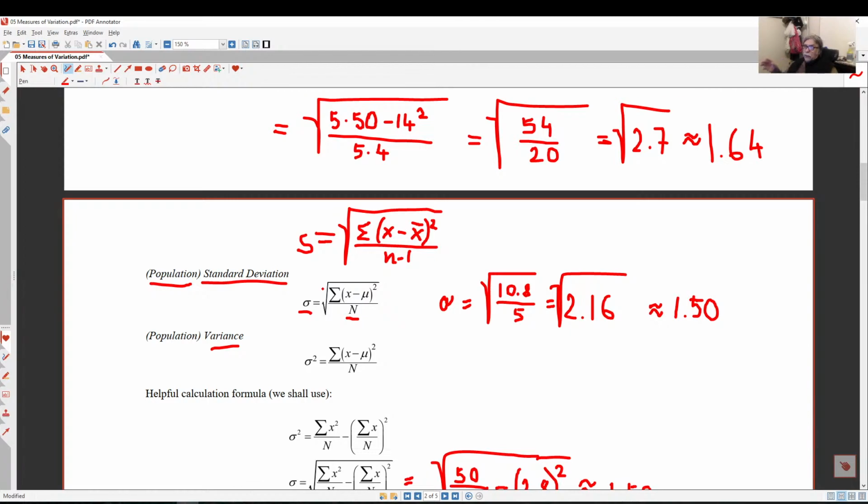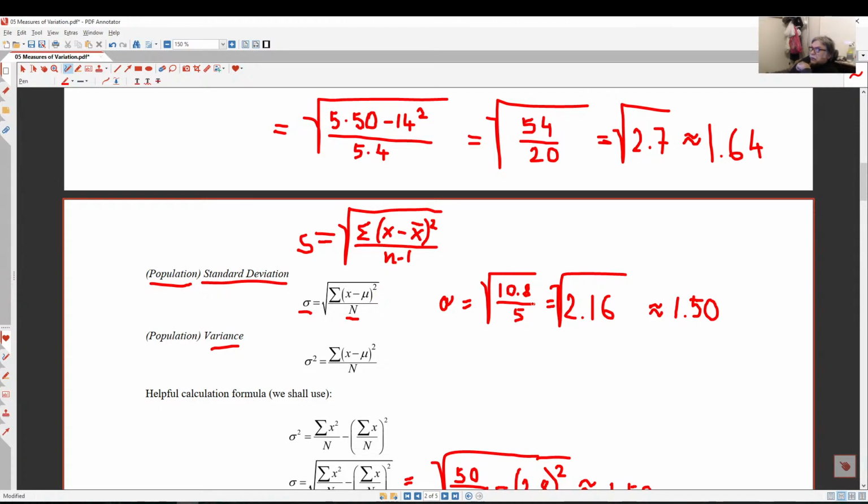Also, there is a different label. Population has the uppercase N for the size of the population. Sample has the lowercase n. All right? This part, the numerator, is the same in both formulas. You can see the only difference is labeling. Mean of the sample is labeled x bar, mean of the population is labeled mu, Greek m.